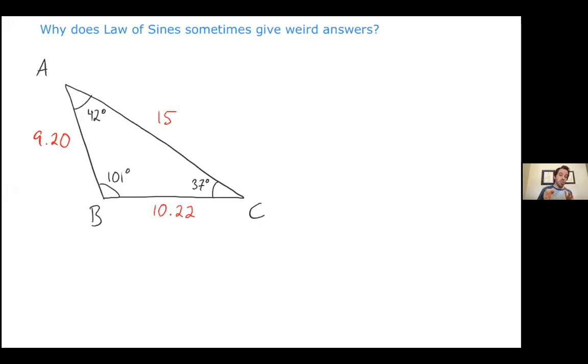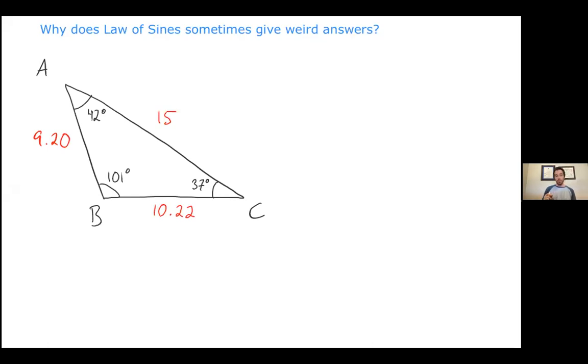Okay, let's get to the bottom of this about law of sines. Now, you've been learning about law of sines. You've been learning about law of cosines. Something weird that happens with law of sines that does not happen with law of cosines is that law of sines can give weird answers. This comes in two basic flavors, but the reason behind each of them is really the same.